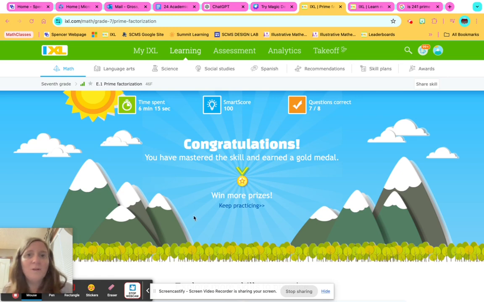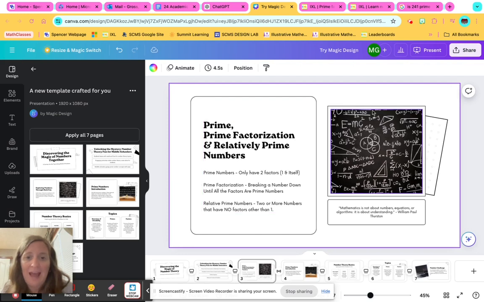So hopefully this helped you. Like I said, we're looking at prime factorization and relatively prime numbers. Remember, prime numbers only have 2 factors, one and itself, and relatively prime numbers are 2 or more numbers whose only common factor is 1.